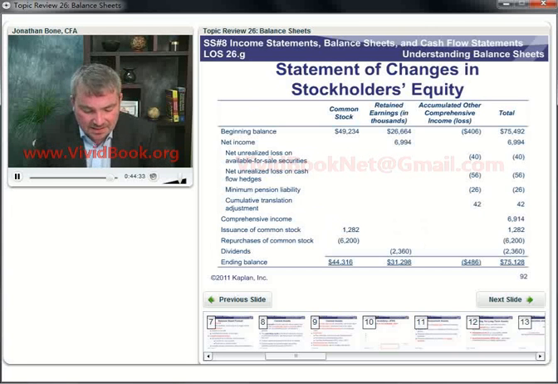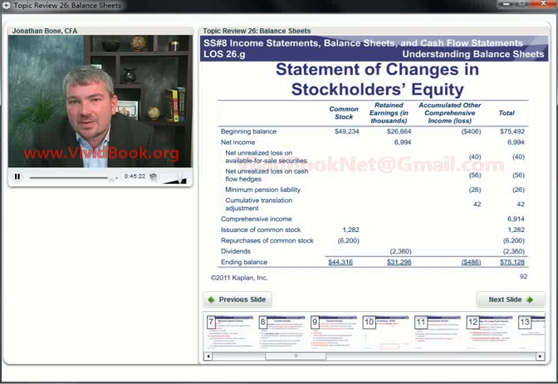Our LOS here asks us to analyze the statement of changes in stockholders' equity. Now remember, this is simply a reconciliation. It's taking stockholders' equity this year and reconciling it to stockholders' equity at the start of the year. So notice, all we're going to do is break it down into various areas, and we've got a column for the common stock, we've got a column here for retained earnings, and we've got a column. So total stockholders' equity at the start of the year was $75,492, but at the end of the year it had grown to, no it hadn't, it reduced to $75,128.